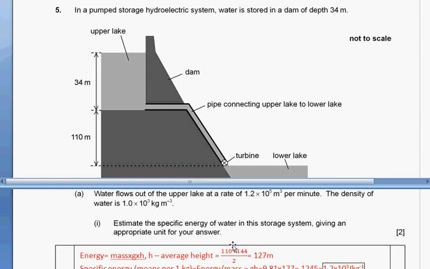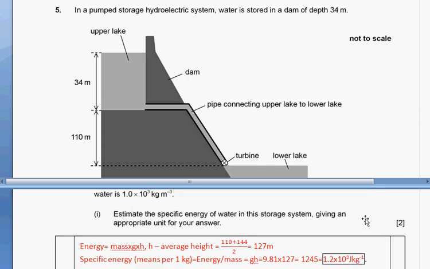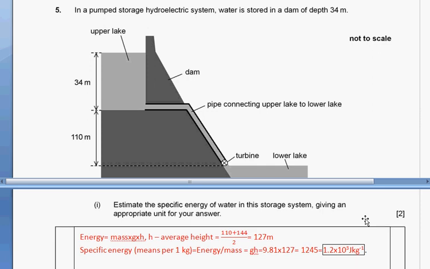Water flows at a rate of so much per minute, density is so much. Estimate the specific energy of water in this storage system, giving an approximate unit for your answer. So energy is... specific energy is energy per 1 kilogram, so we should divide by mass.